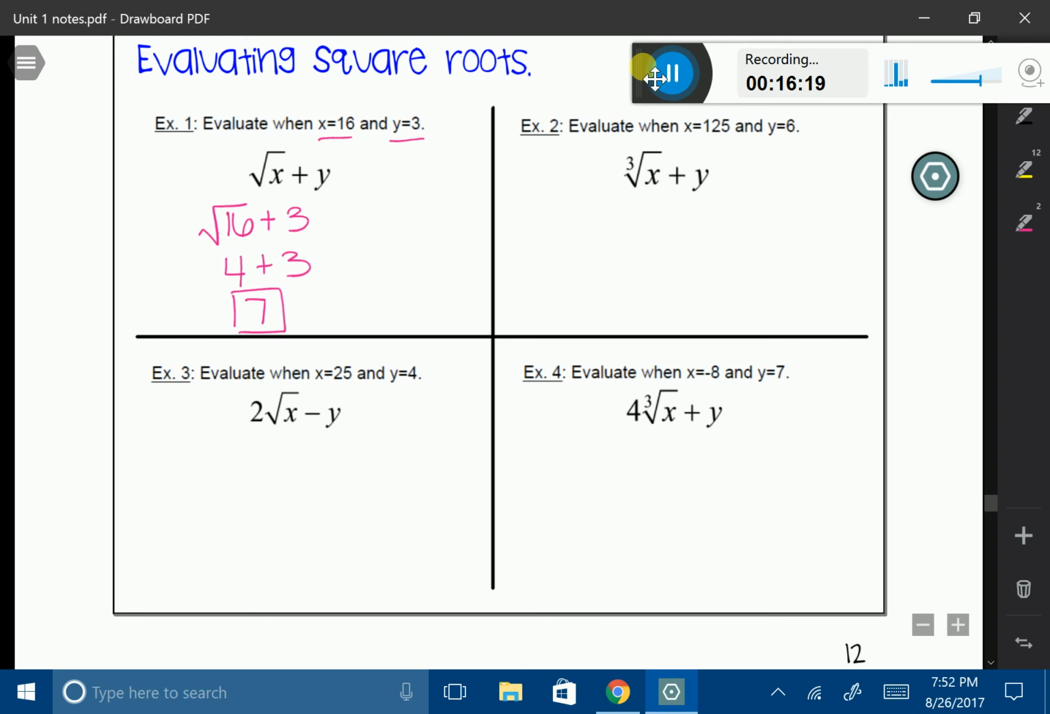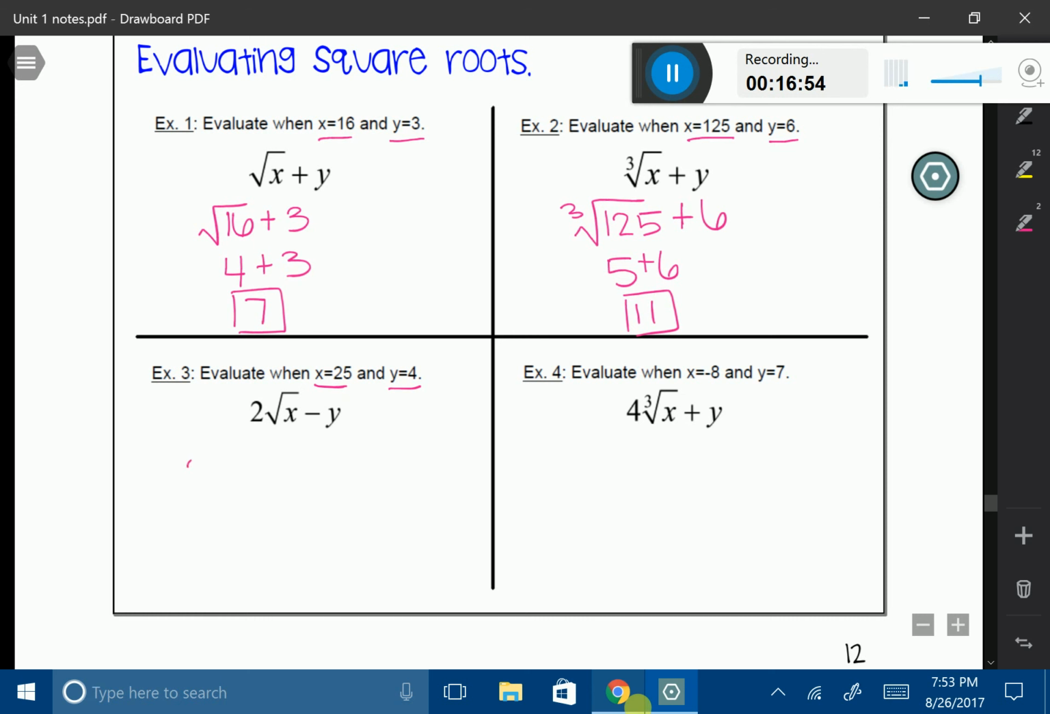Number 2, evaluate when x equals 125 and y equals 6. All right, so the cube root of x, which is 125, plus 6. So the cube root of 125 is 5, and I'm going to add 6 to give me 11. Number 3, evaluate when x equals 25 and y equals 4.